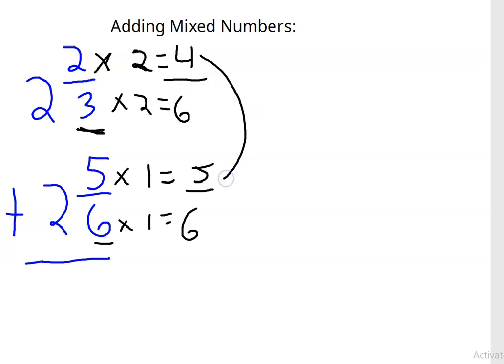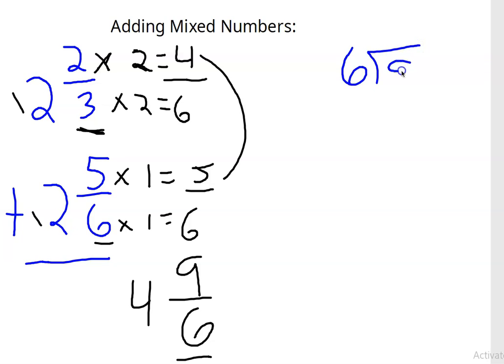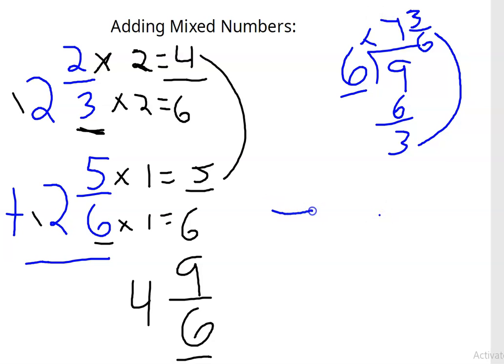My 4 and my 5 gives me 9 over 6. And then my 2 plus 2 is 4. So I have 4 and 9/6. And you see that this 9/6 is improper. So we got some work to do. So now let's divide my 6 into my 9. It goes one time. 6 times 1 is 6. Bring up this. So remainder over divisor. So it's 1 and 3/6. So I add my 6 and my 1, and I get 7 and 3/6.